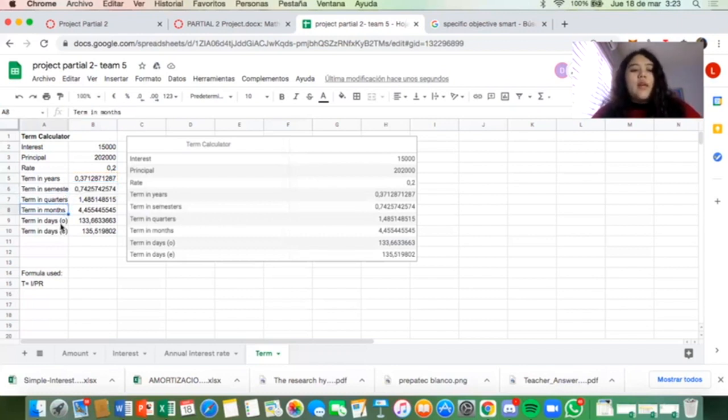type of term. So as we can see, there are 2 semesters in a year, and that's why we multiply by 2. There are 4 quarters in a year, and that's why we multiply by 4. And the same with the months, the days in ordinary, and the days in exact. So as we can see, these are the formulas that we used, and we can confirm that our term calculator does work.